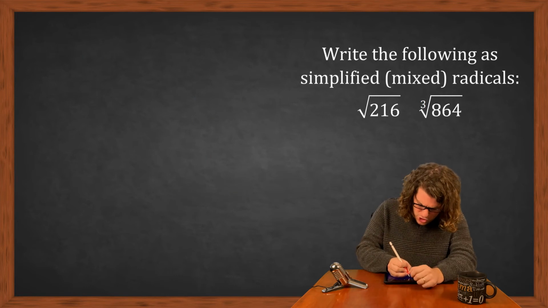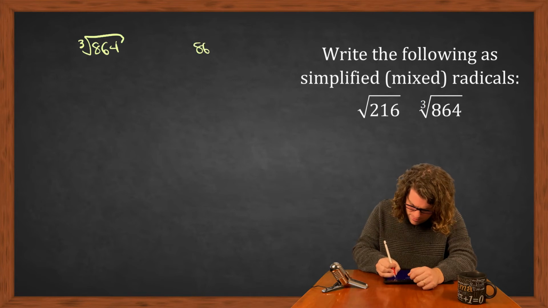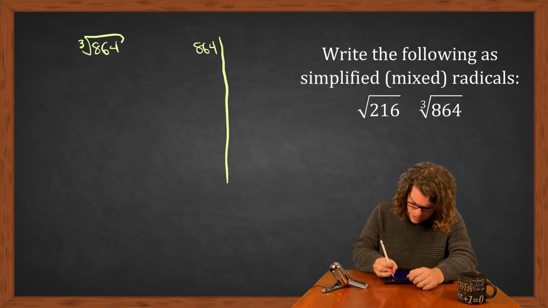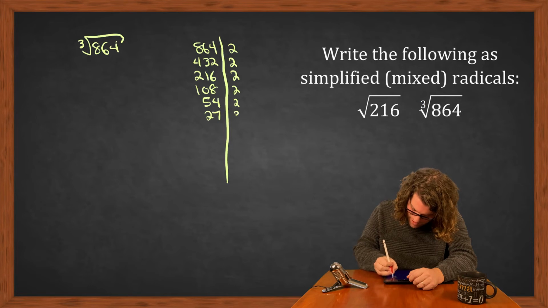Next up, going to do a cube root example, and that cube root is of 864. Again, I'm going to go through and do my prime factorization kind of the same way. So I'm going to divide by 2, that's 432. I'll divide by 2, that's going to be 216. That looks familiar. I'm going to divide by 2, 108. Divide by 2, 54. Divide by 2, 27. Divide by 3, 9. Divide by 3, 3.